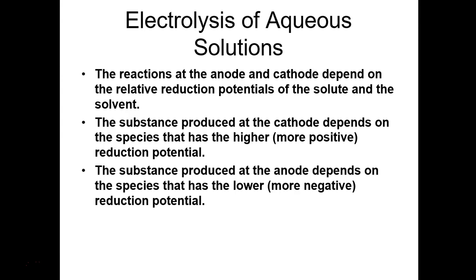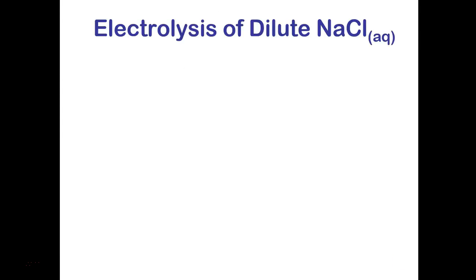The substance produced at the cathode will depend on the species that has a more positive reduction potential. Because reduction happens at the cathode, the things that are highest in the electrode potentials will be the best at being reduced. And the substance produced at the anode will depend on the species that has the lower or more negative reduction potential. So let's look at some examples.